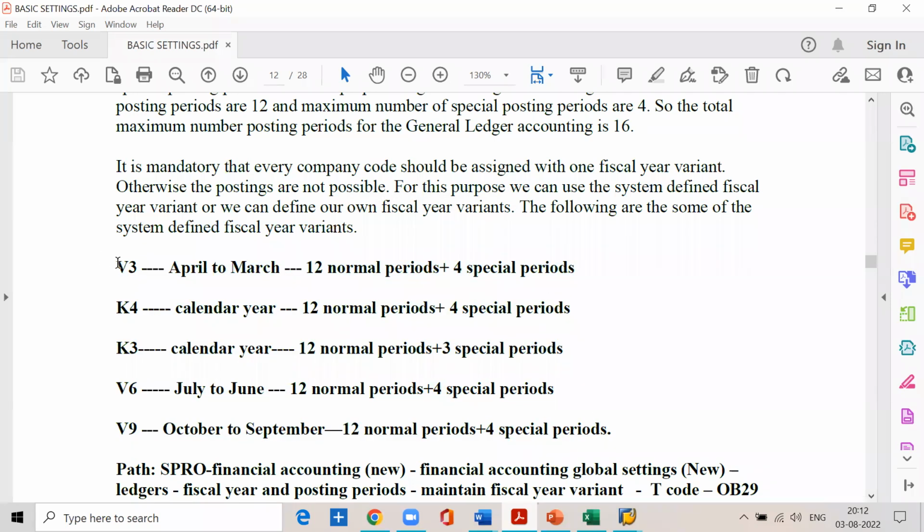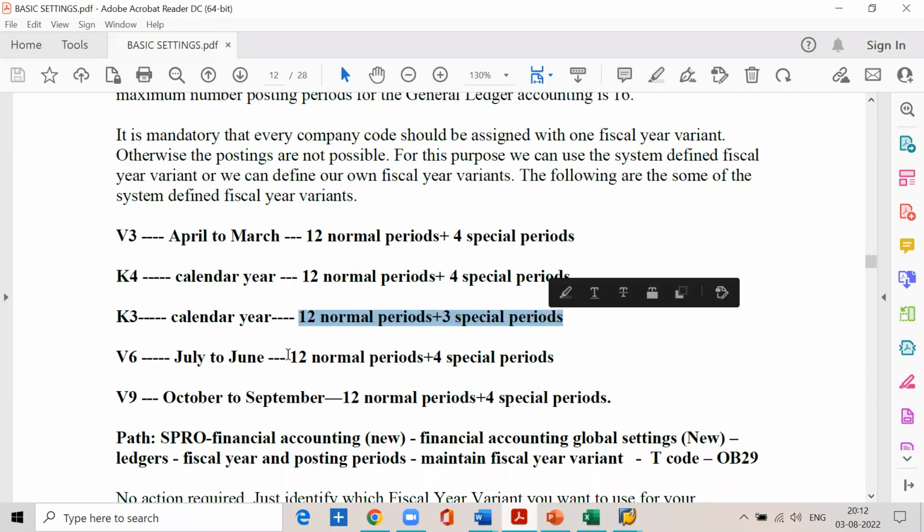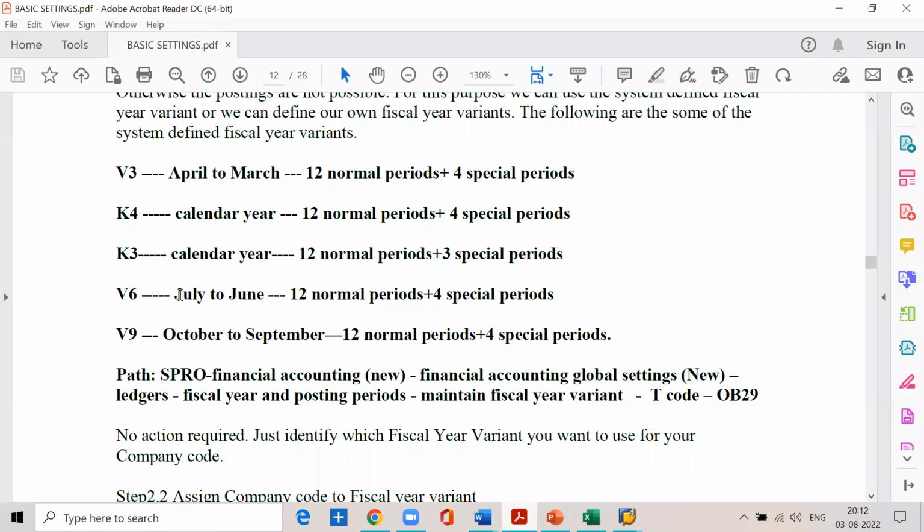V3, April to March, 12 normal periods and 4 special periods. K4, calendar year, 12 normal periods and 4 special periods. K3, calendar year, 12 normal periods and 3 special periods. V6, July to June, 12 normal periods and 4 special periods. V9, October to September, 12 normal periods and 4 special periods.